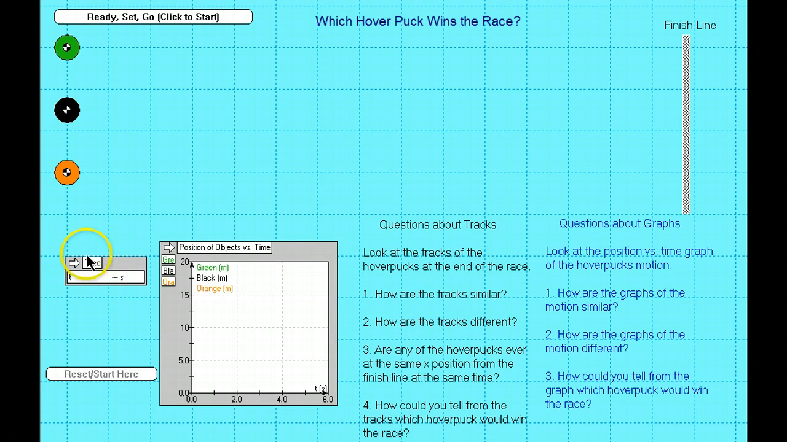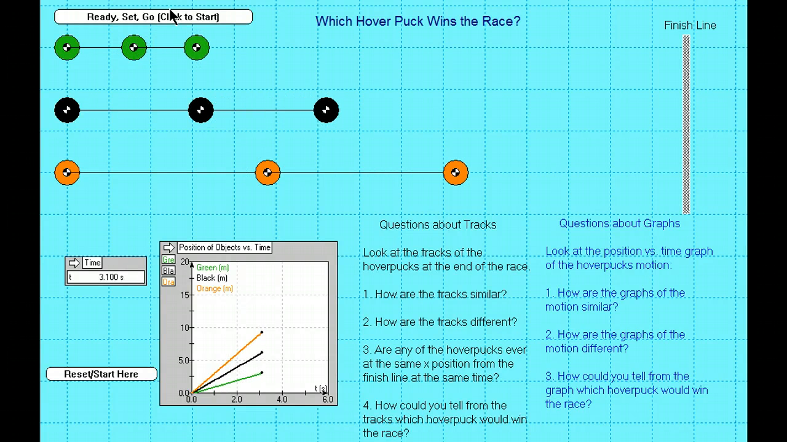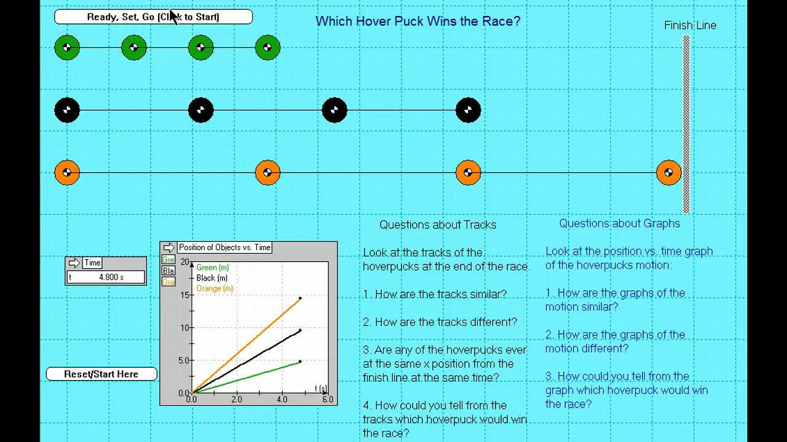We can look at the time that they're traveling here under the time meter. And then we also have a position of the objects, with this spot being 0, the start line, and the finish line being over here a few meters away. Okay, so we're just going to run through the race one time. There they go. They're off and running. And boom, race is over.